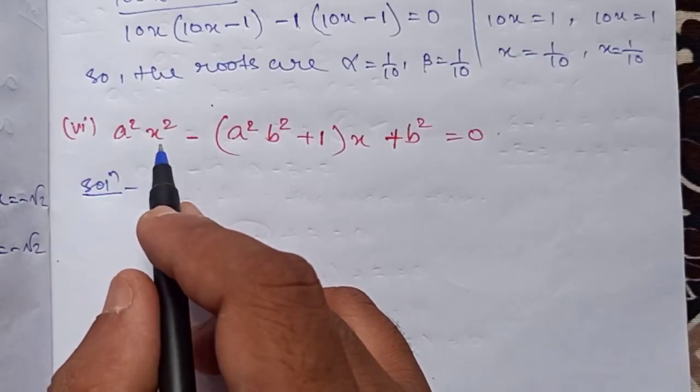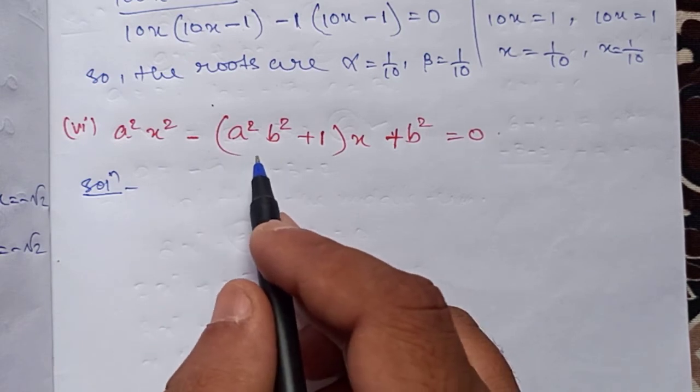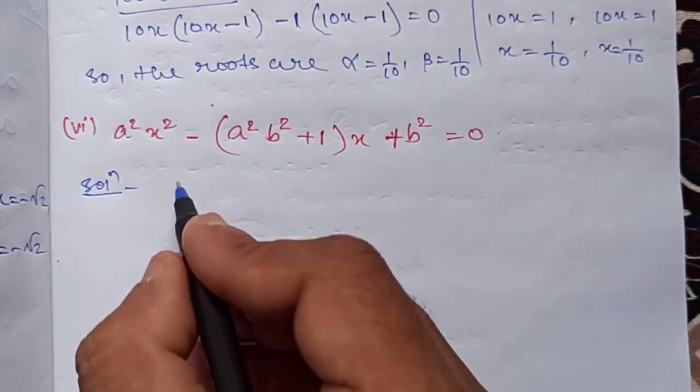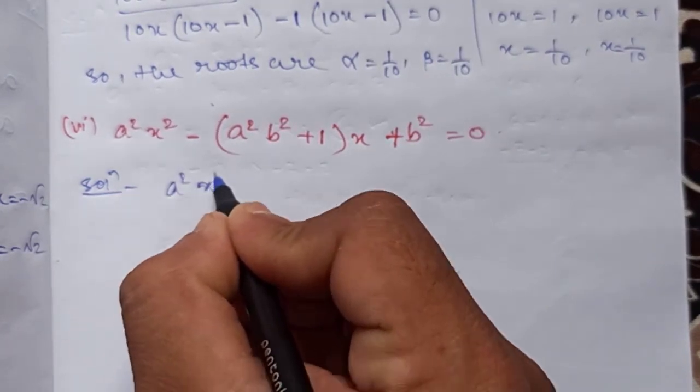In sixth bit it is given a square x square minus a square b square plus 1 inside bracket x plus b square equals to 0. Okay, so I am writing the equation once again.